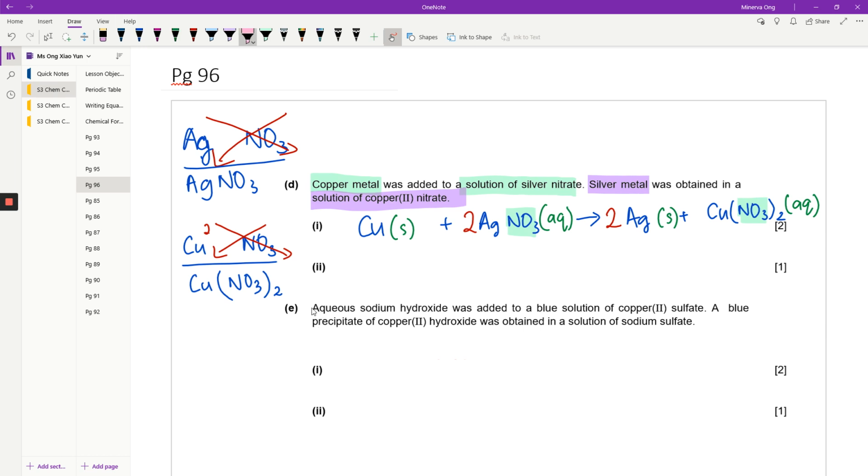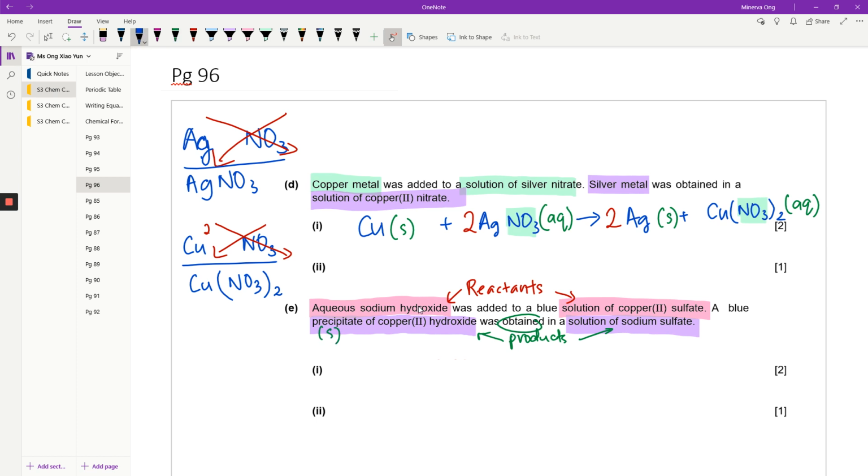So when they say aqueous sodium hydroxide was added to a blue solution, both are in aqueous state and they are the reactants. Next they talk about a precipitate and a solution obtained, which means they are the products. Precipitate means it's solid.